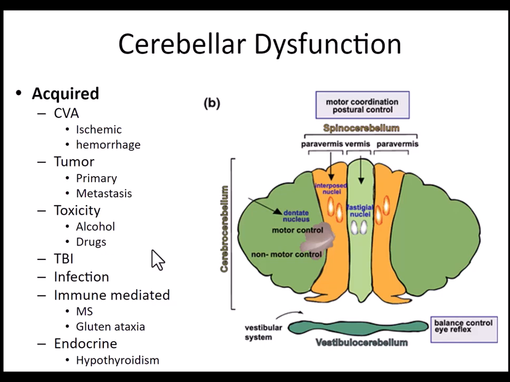You can have a toxicity cerebellar dysfunction that's due to alcohol or drugs. You can acquire cerebellar problems through TBI and infection and immune-mediated processes such as multiple sclerosis and even gluten ataxia. This is just a sensitivity to gluten that results in ataxia. And finally, hypothyroidism is also an endocrine method for developing cerebellar dysfunction.